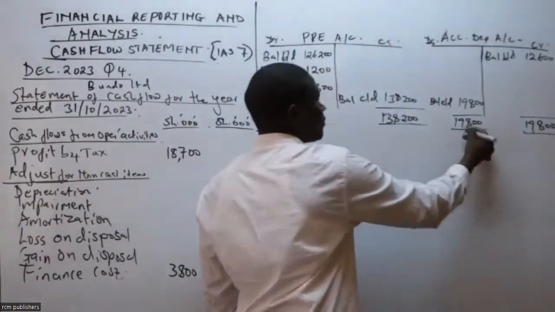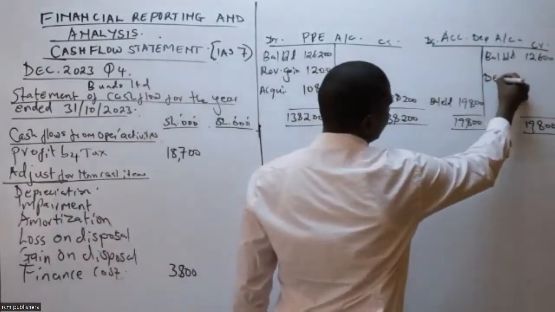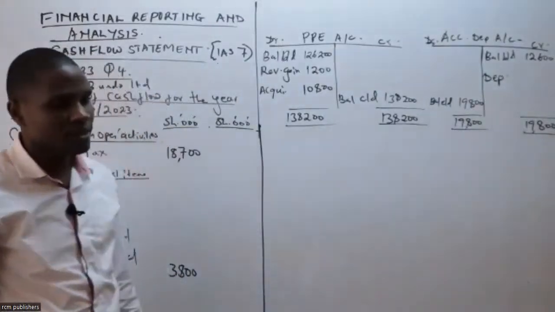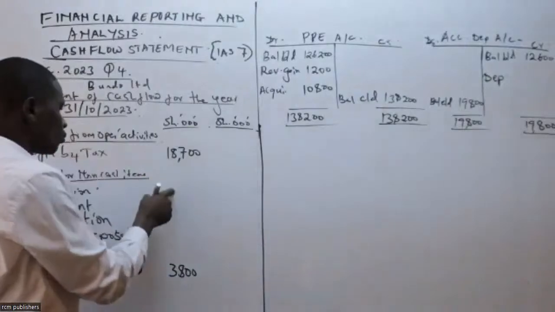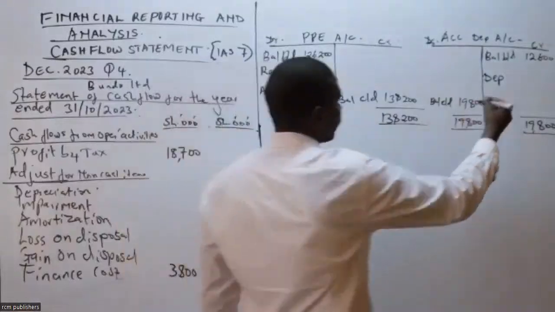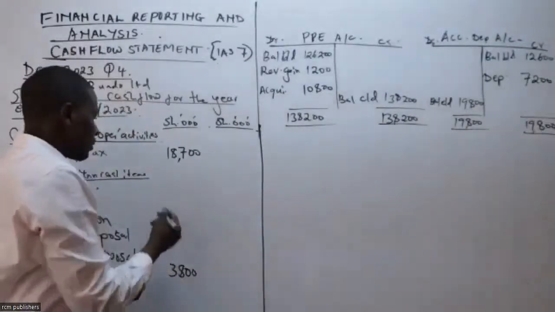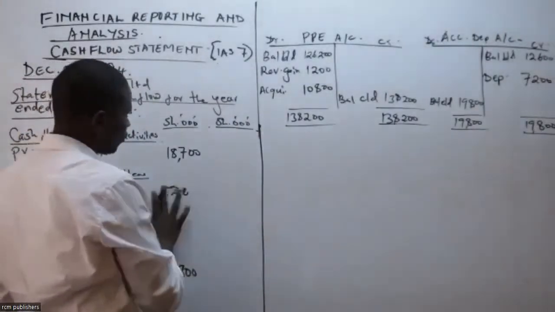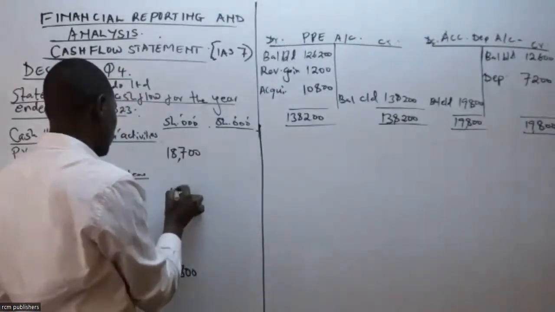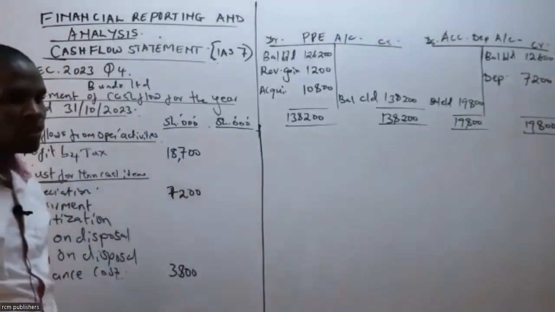So if this is an accumulated depreciation account, the amount to balance here will be the depreciation. So the balancing figure is the depreciation amount, and it is the one that we are going to bring here. And of course, we are going to add it. Depreciation is always subtracted in our income statement. When it comes to cash flow, we are adjusting it back. So we are going to add it back. It was subtracted from here, therefore we have to add it. 7,200, and we're done with that.